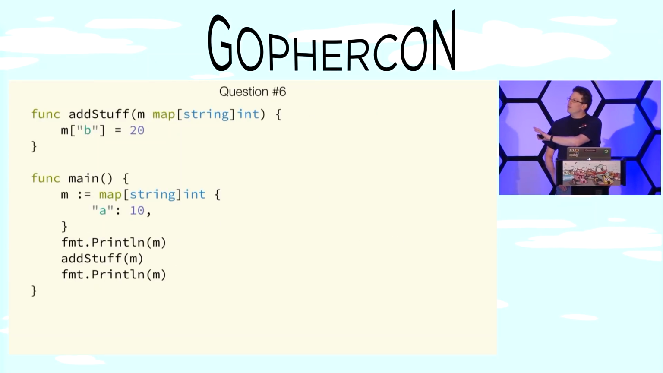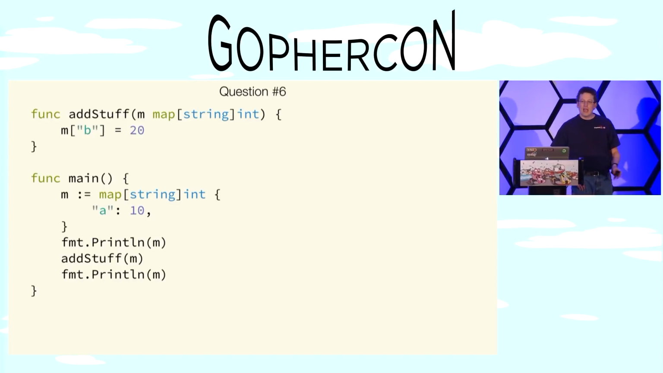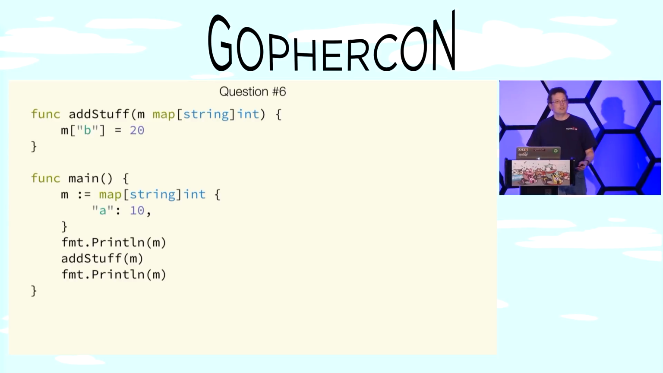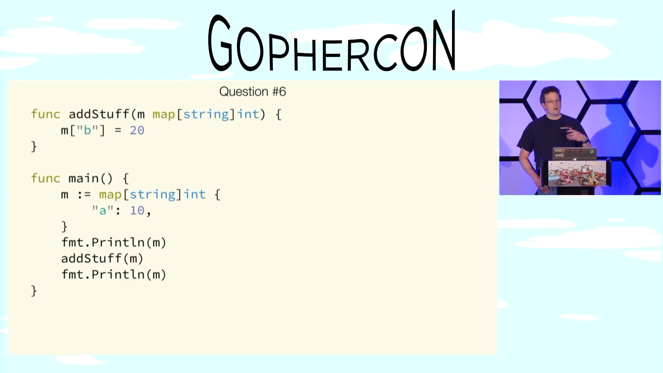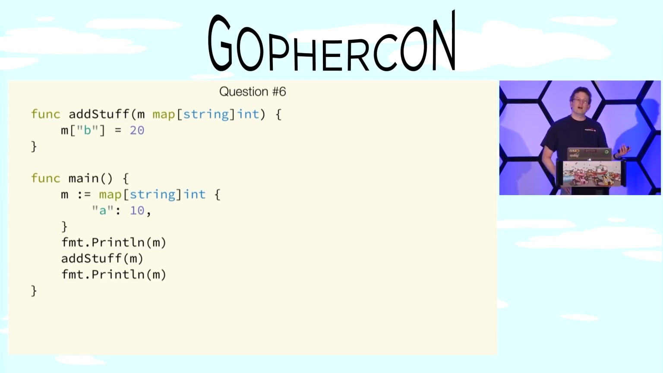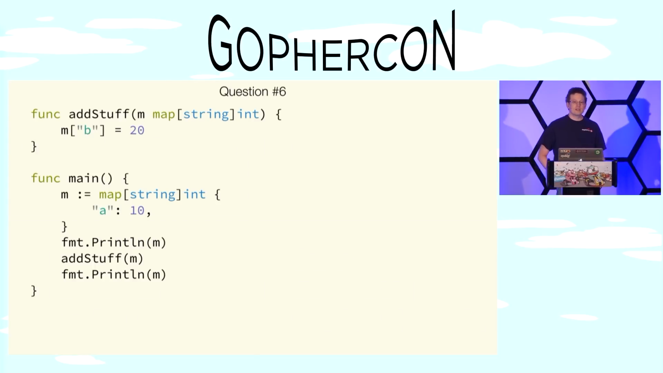All right, before we move on, one last map what. We've seen what happens when you pass a slice to a function, but how about when you pass a map to a function? What is this code going to print out? So we have a equals 10, we print that out, we call addStuff, we say b equals 20, and then print out the map again. So what's this going to do?